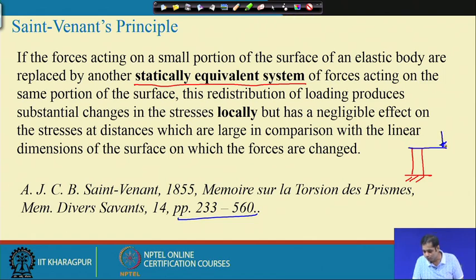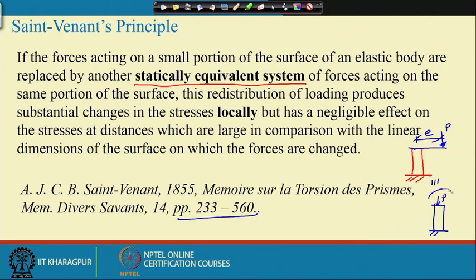For instance, if I give you an example, suppose you have a column or a tower or anything, a post, and if I apply a load like this, and if this distance is E and this load is P, then the equivalent system could be like this. This is P and then moment P into E. Okay. So, this is called an equivalent system.